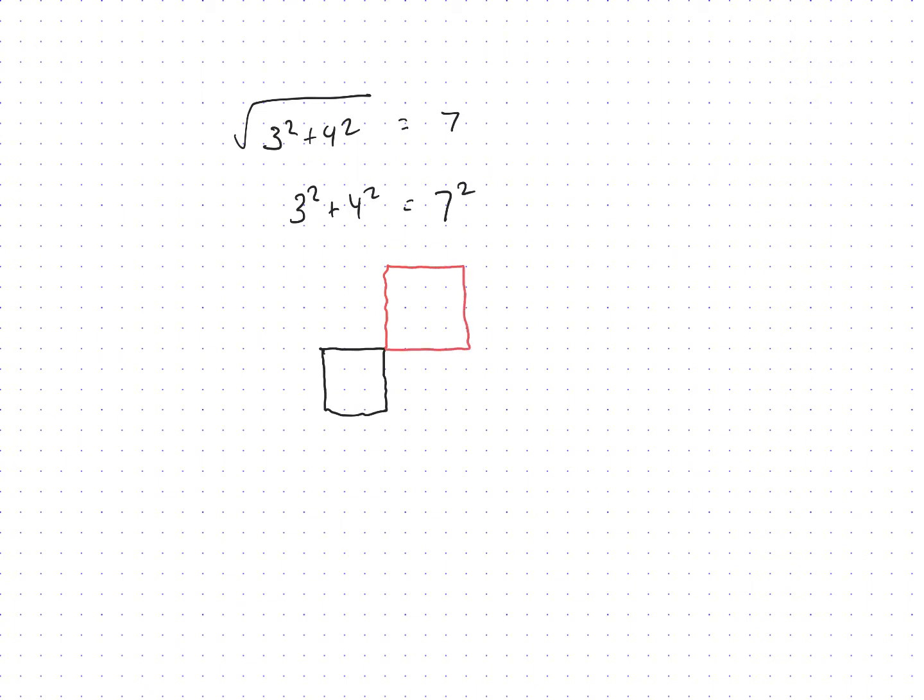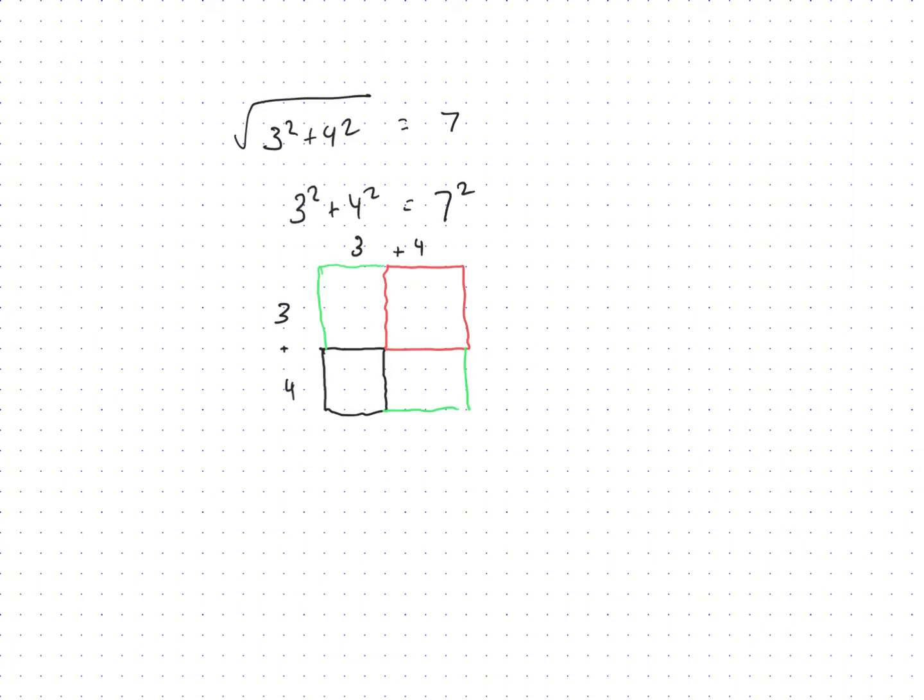What we see is that, in fact, 3 squared and 4 squared do help to build a square that's 7 by 7. So it just goes back to the binomial, right? So this is 3 and 4 and 3 and 4.